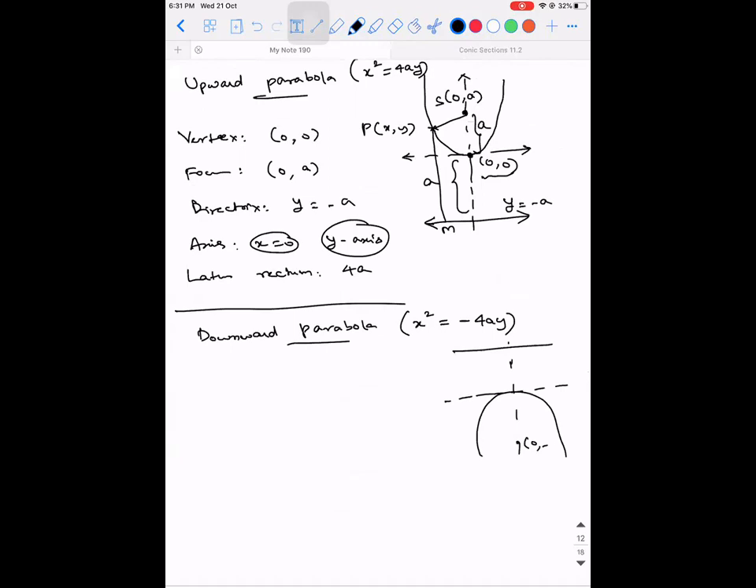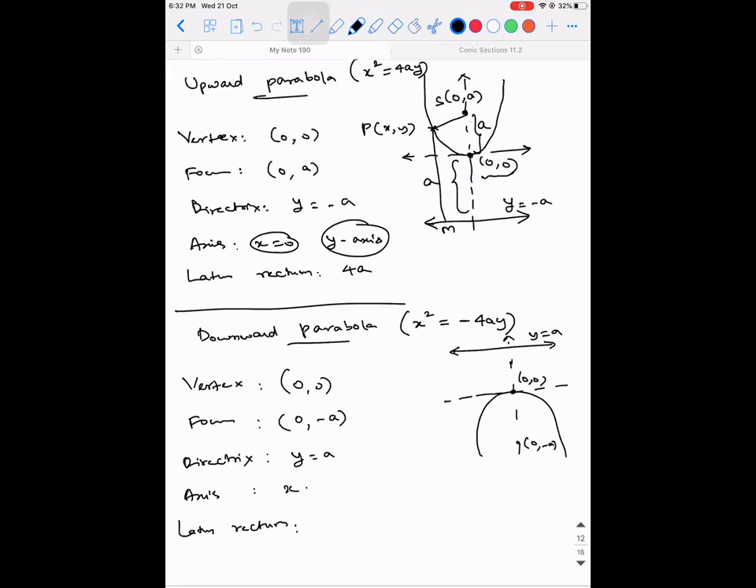So what will this point be? 0 comma minus a. This point is 0 comma 0. This point will be y is equal to a. Got it? So x square is equal to minus 4a. Again, vertex, focus, directrix, axis, latus rectum. So what is the vertex? 0, 0. Focus 0 comma minus a. Directrix y is equal to plus a. Axis x equal to 0. Latus rectum is still 4a.